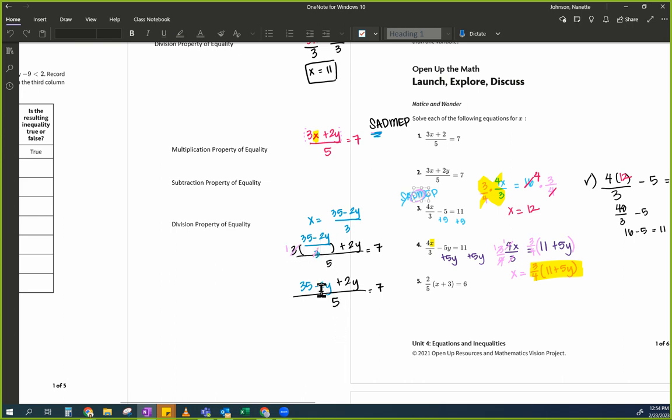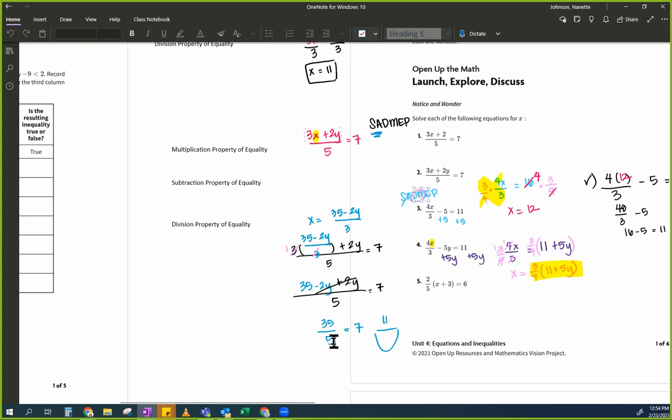Okay, so then I can get rid of these two. So minus 2y plus 2y, this is 0. So I get 35 divided by 5, and I hope that equals 7. Does 35 divided by 5, is that 7? Is that a true statement? Yes or no? Yeah, because this is a true statement, Ms. Johnson is super happy because that's what a solution is. The definition of a solution is when you plug it in, it makes a true statement.